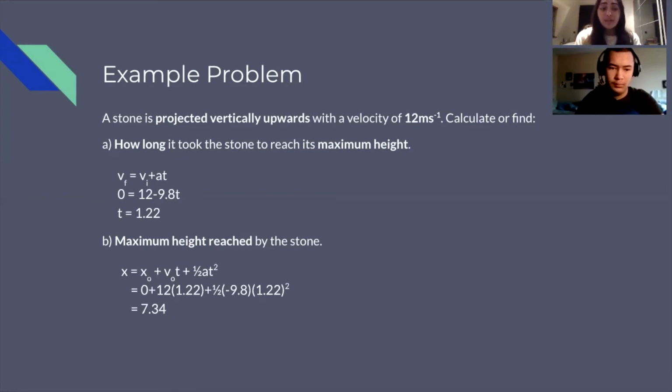And a lot of times in AP problems, instead of being two different problems, they'll have it as one together and just say calculate the maximum height. And this step is basically just a standard that you can use every time. First, find out the time by using velocity final as 0 meters per second, and then you can find the height.